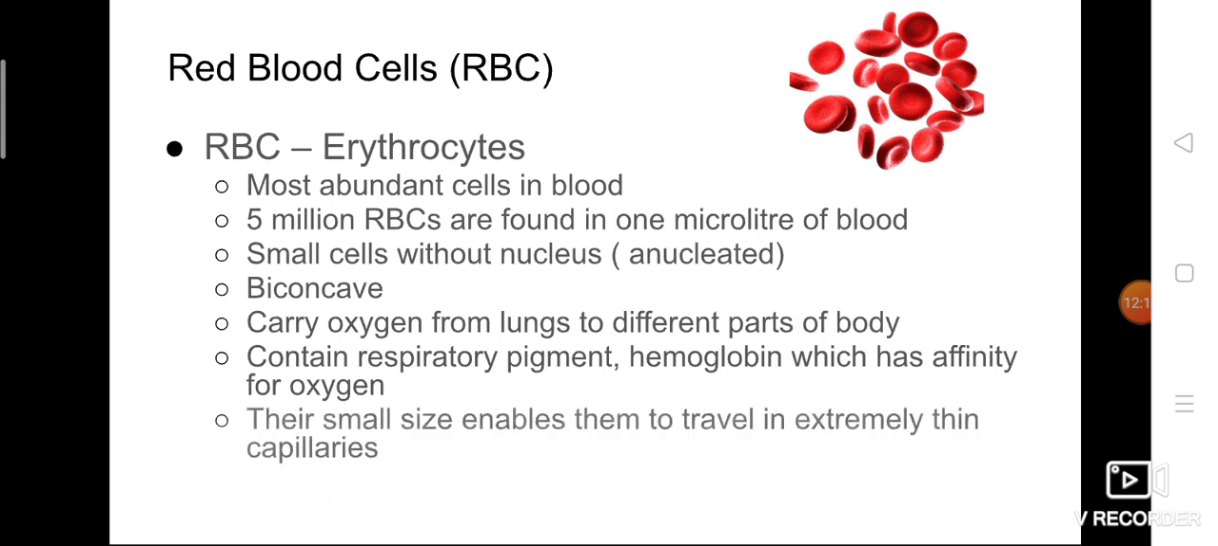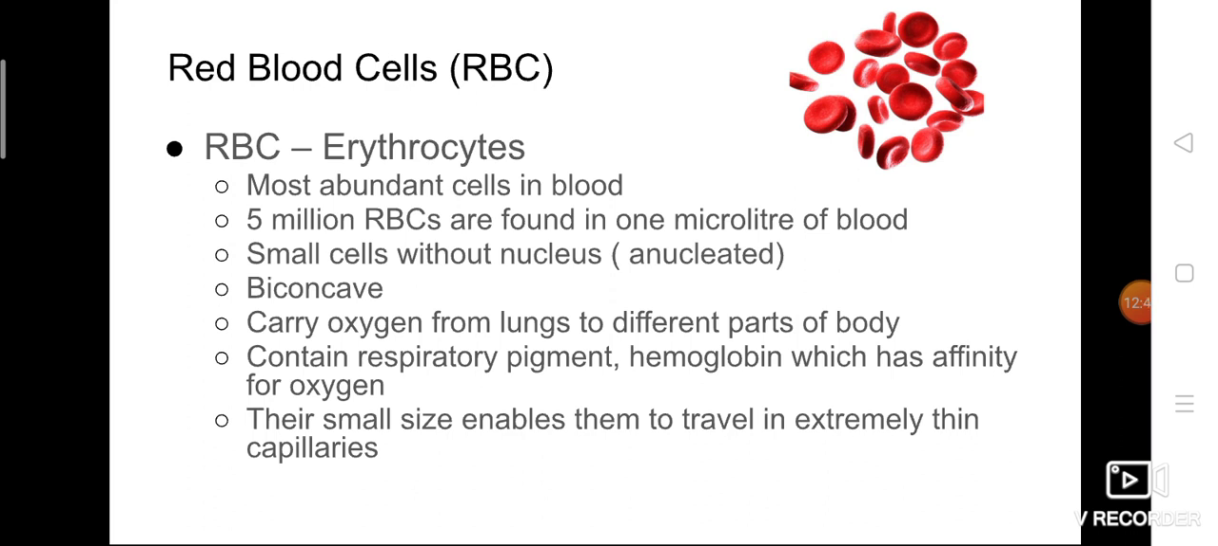Oxyhemoglobin. Okay. So the main function of RBC is to carry the oxygen from lungs to all parts of the body. And what about their size? I already told you they are very small in size, isn't it? So even though they are very small, they can travel in extremely thin capillaries. What do you mean by capillaries? It's one of the blood vessels.